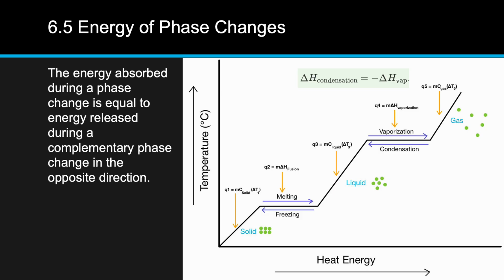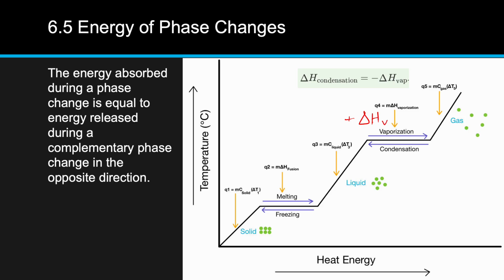Now, in the curriculum guide, it's stated that the energy absorbed during a phase change is equal to energy released during a complementary phase change in the opposite direction. So if we're looking at, let's say, vaporization, if we are vaporizing a liquid into a gas, we're going to have to put in energy to break those bonds, right? So that's going to be an endothermic reaction. So our delta H of vaporization would technically be positive, right? Because it is an endothermic reaction.